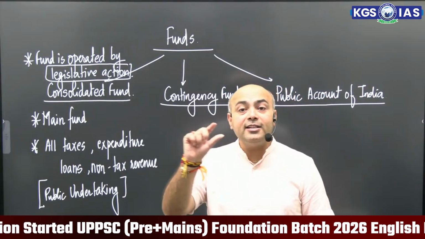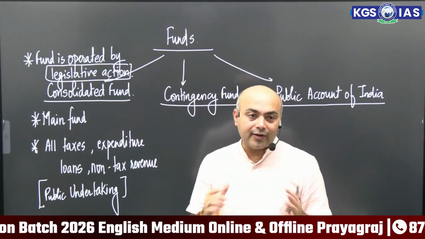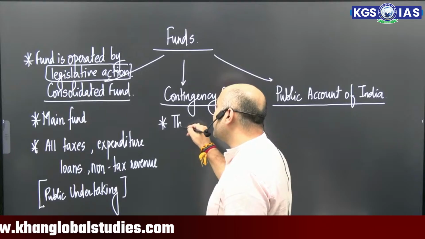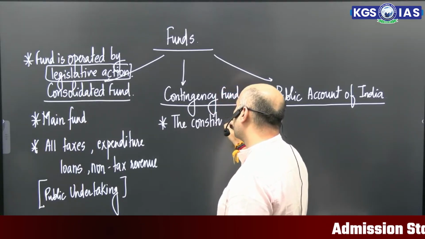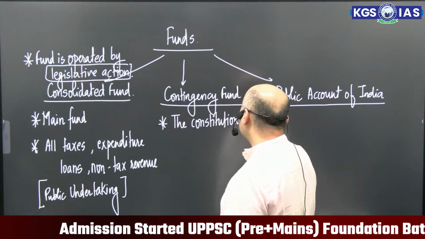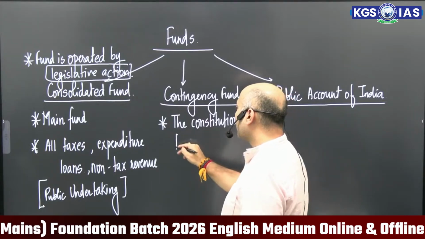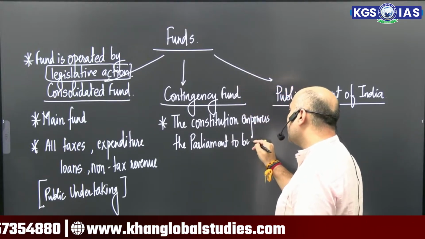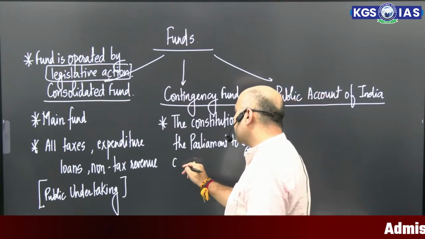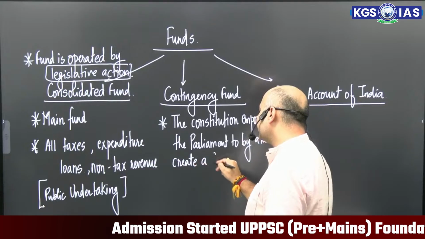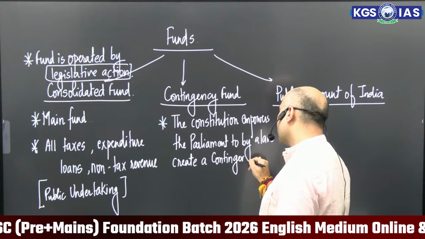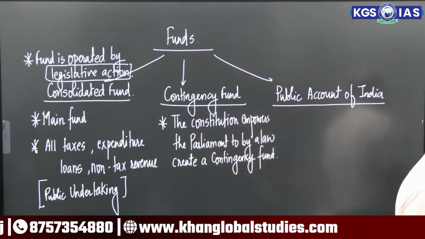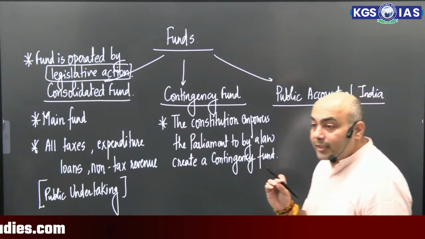Now, next comes the Contingency Fund. What does the name suggest? Contingency. What does that mean? It's an emergency fund. Contingency means an emergency. So what is it? The Constitution empowers the Parliament to, by a law, create a contingency fund. Clear? This is basically what the contingency fund is.